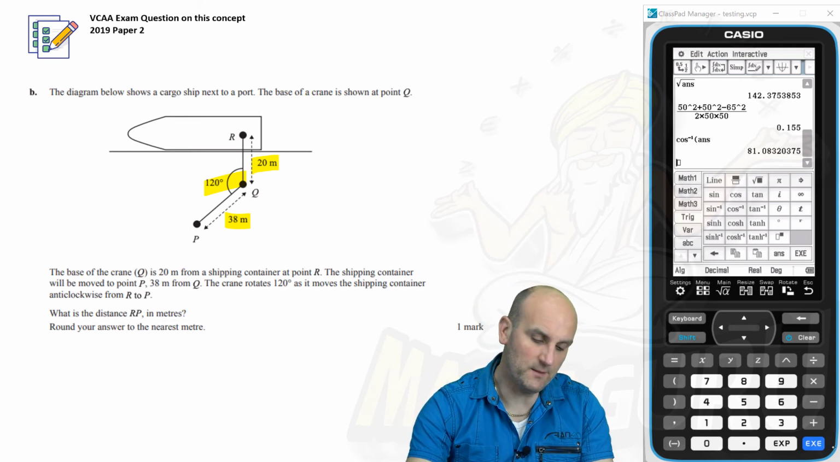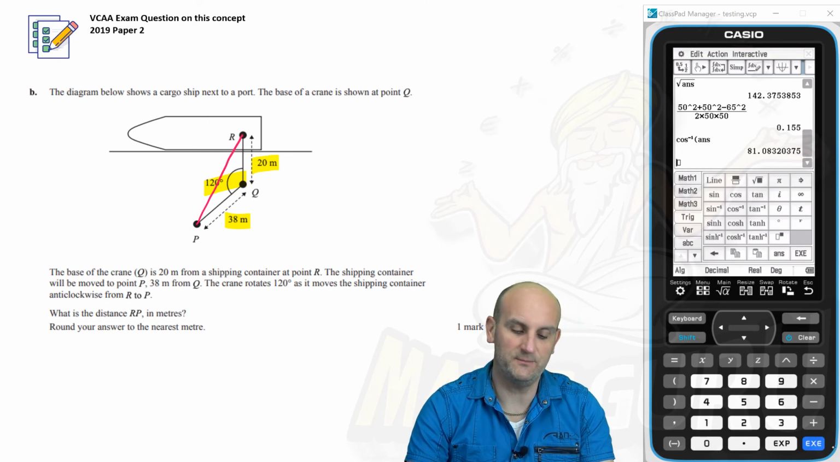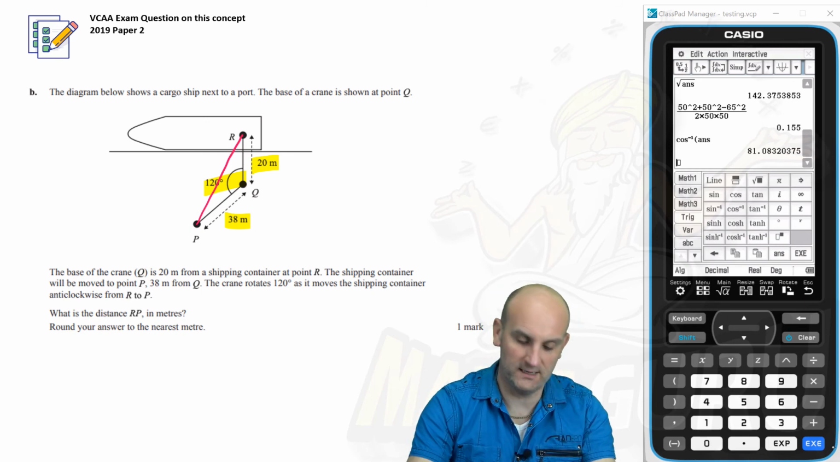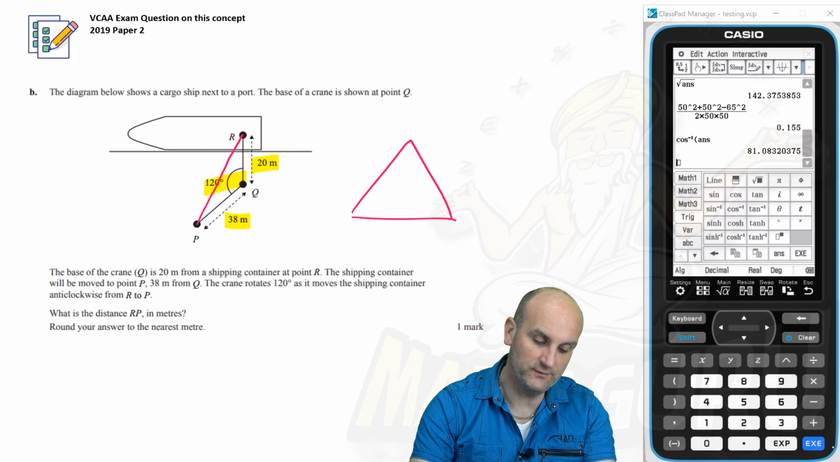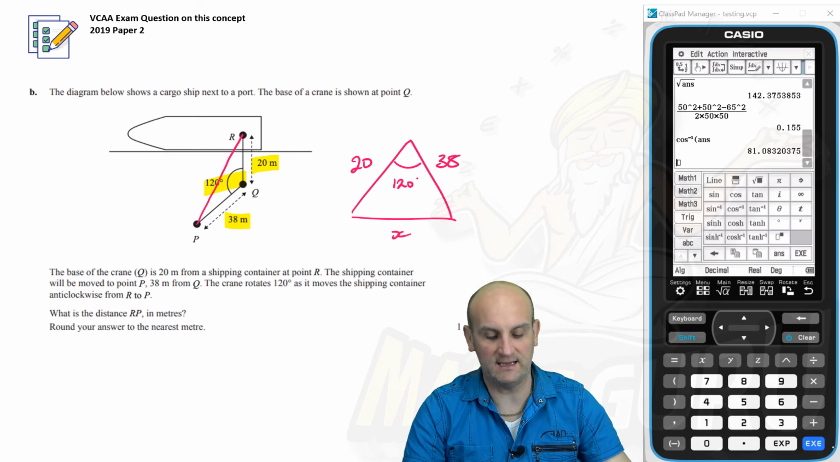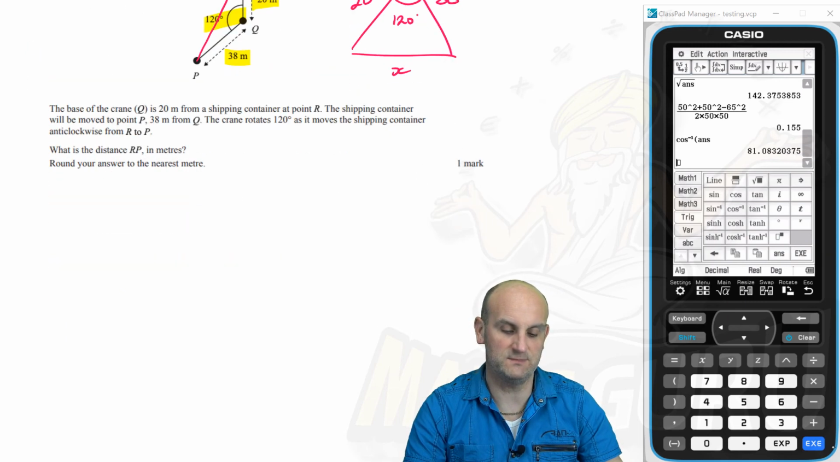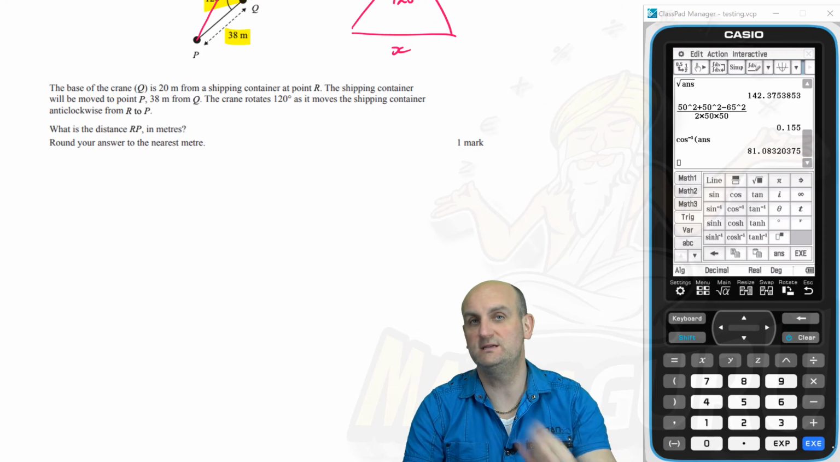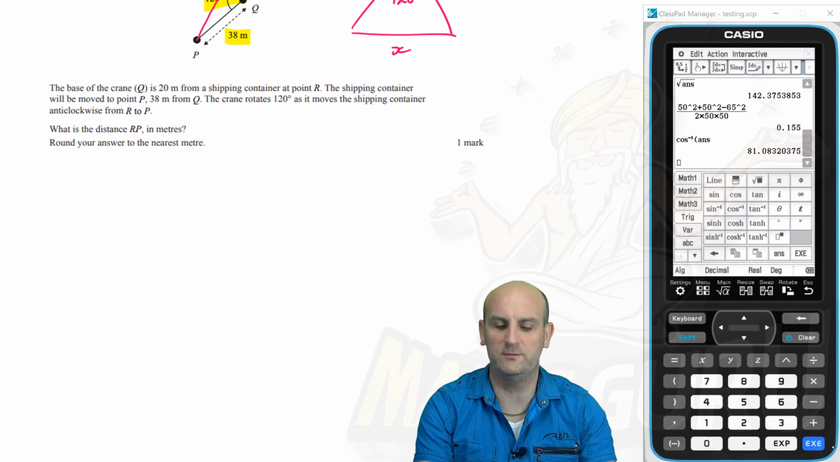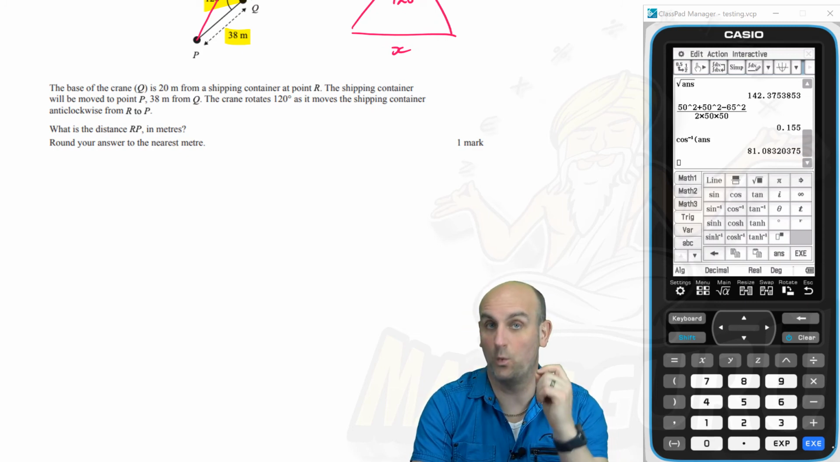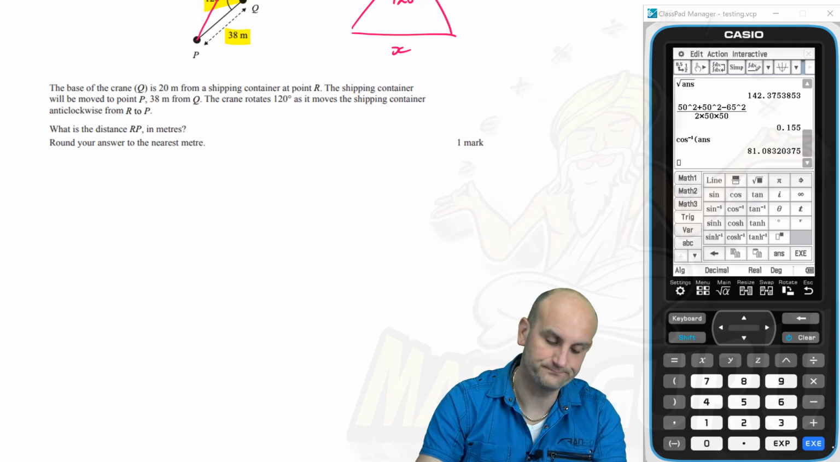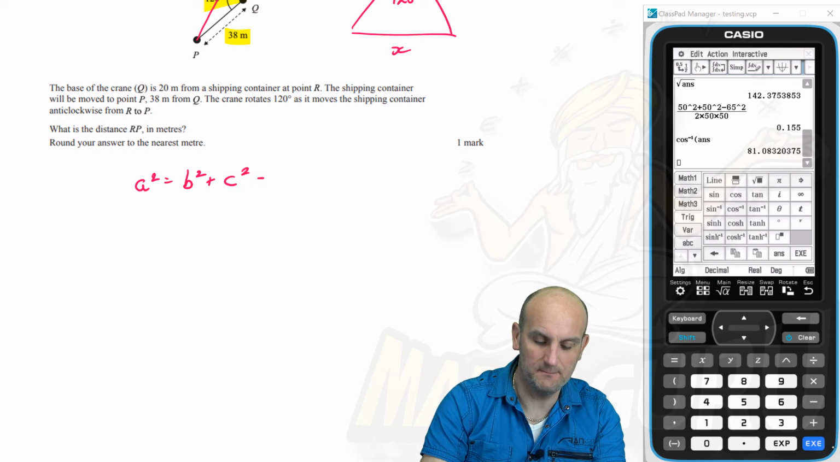What is the distance RP in meters? There is my distance RP. It completes my triangle. It's completing me. And so this here is 120 degrees. This is 20. That is 38. It wants me to find X. Round your answer to the nearest meter. And in this situation, did you notice in 2016 or whatever it was, you got 2 marks for this question. 2019, 1 mark. Whoa. So A squared is equal to B squared plus C squared minus 2BC cosine A.